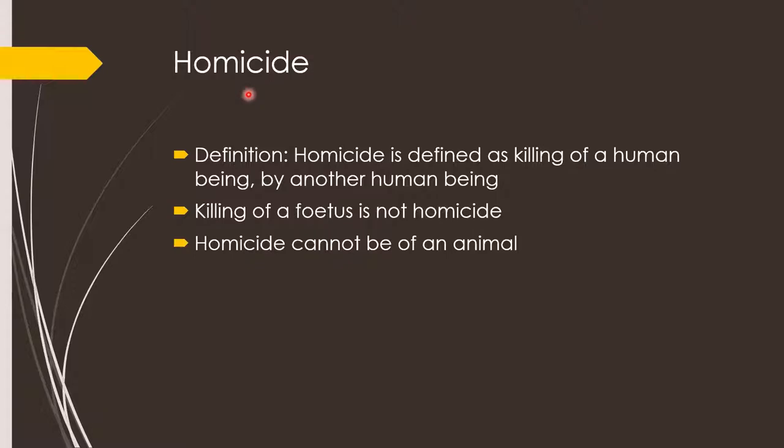Next, what is the definition of homicide? Homicide is defined as killing of a human being by another human being. And there's a statement that killing of a fetus is not homicide, and homicide cannot be done by an animal or machinery. So homicide is defined as killing of a human being by another human being.